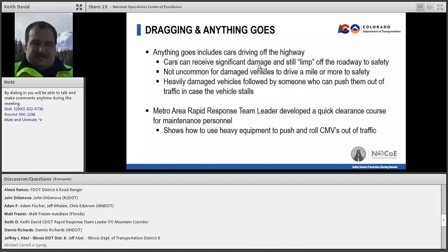So anything goes includes driving the cars off the highway. As I said earlier, I've made cars drive several miles. In one case, I think 5 or 6 is the most I've made them do it, to limp off the highway. I know one of the courtesy tow truck drivers in the metro area got into a car that had the rear end of it ripped off, and since it was a front-wheel drive, was able to drive it while it's dragging itself off onto the shoulder.